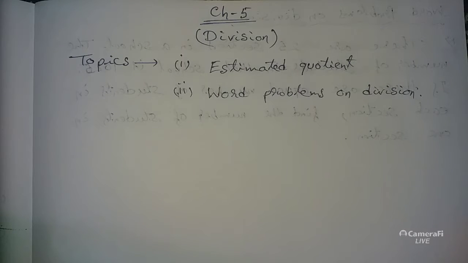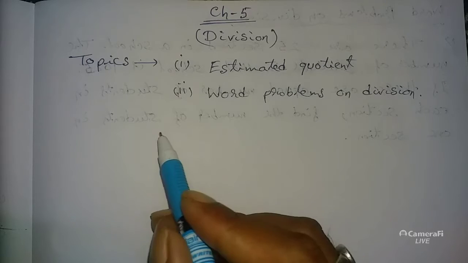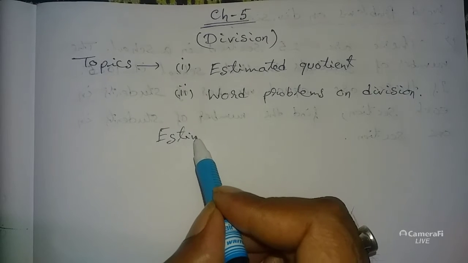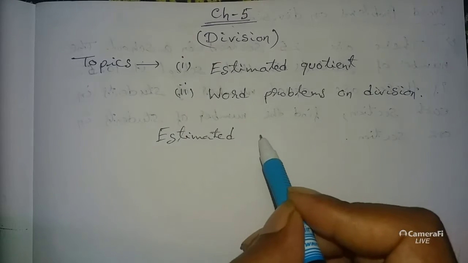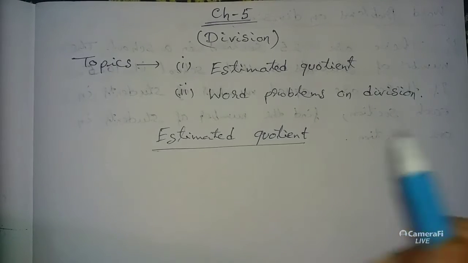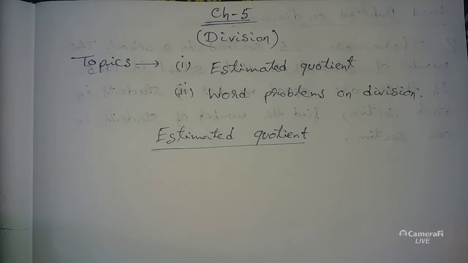Today we will discuss two topics, estimated quotient and word problems on division. Let us first discuss estimated quotient. In estimated quotient, we have to find the quotient of a division problem after estimating the numbers to its nearest place.